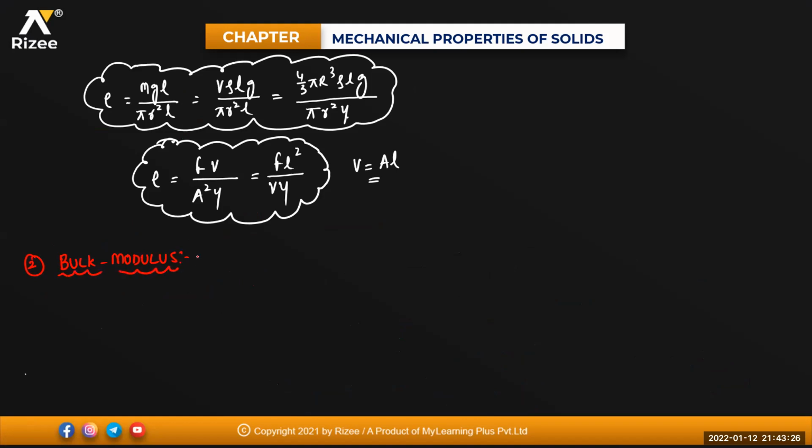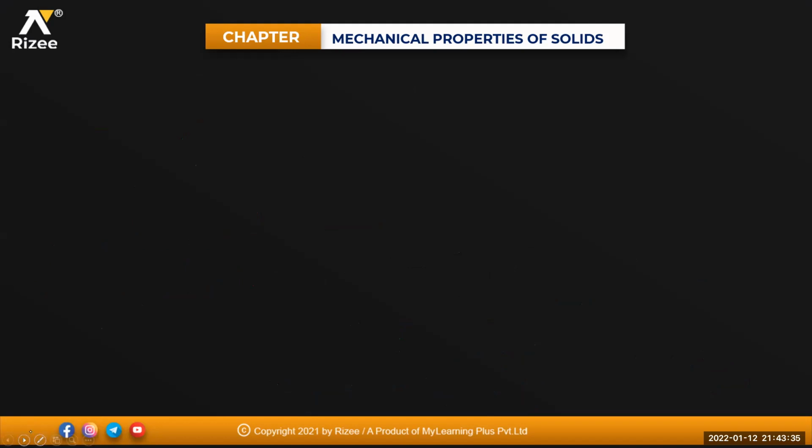Bulk modulus is represented by letter K or by letter B, anything. Represented by your B.